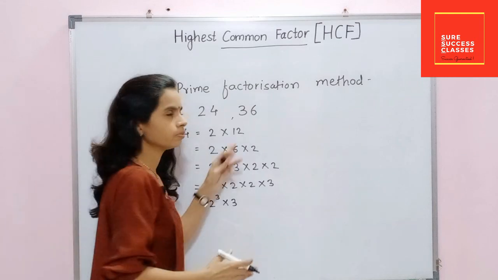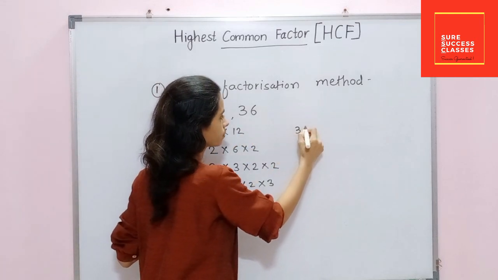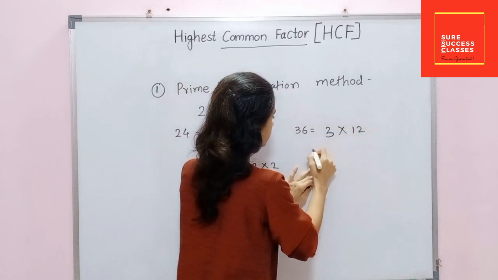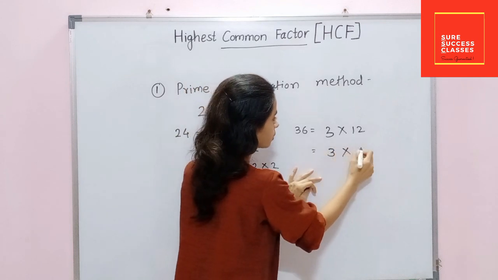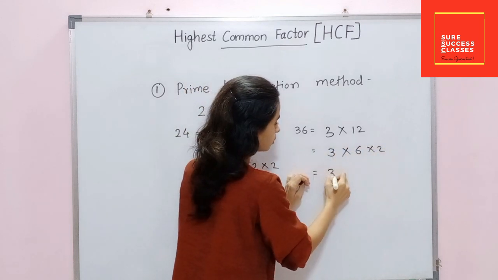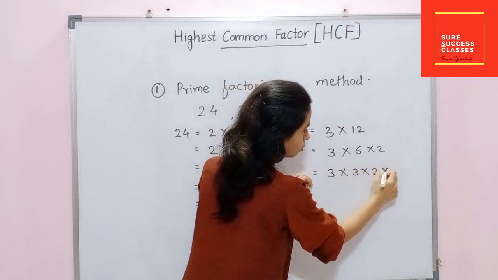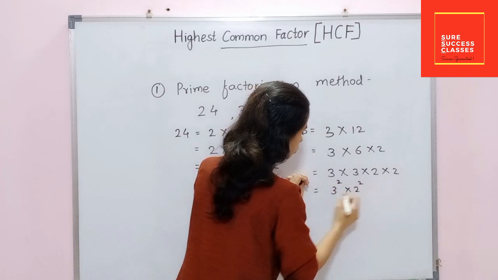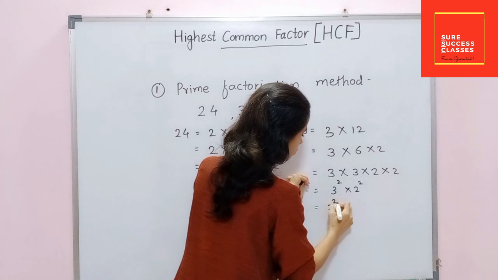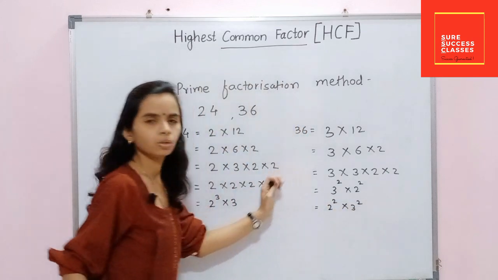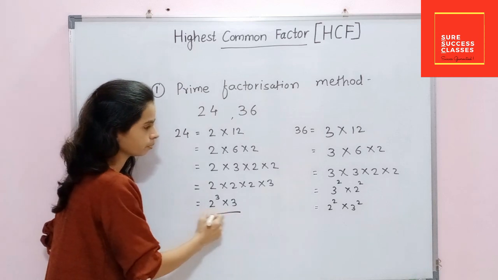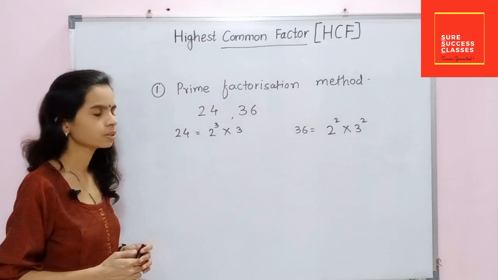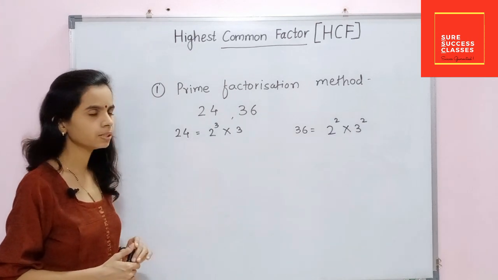Then we will find out the prime factors of 36. Again, 3 twelves are 36, 3 into 6 into 2, 3 into 3 into 2 into 2, 3 to the power 2 into 2 to the power 2. We will write it in this way, 2 to the power 2 into 3 to the power 2. Here we have got the prime factors. Then we will move to the next step. These are the prime factorizations of these numbers.